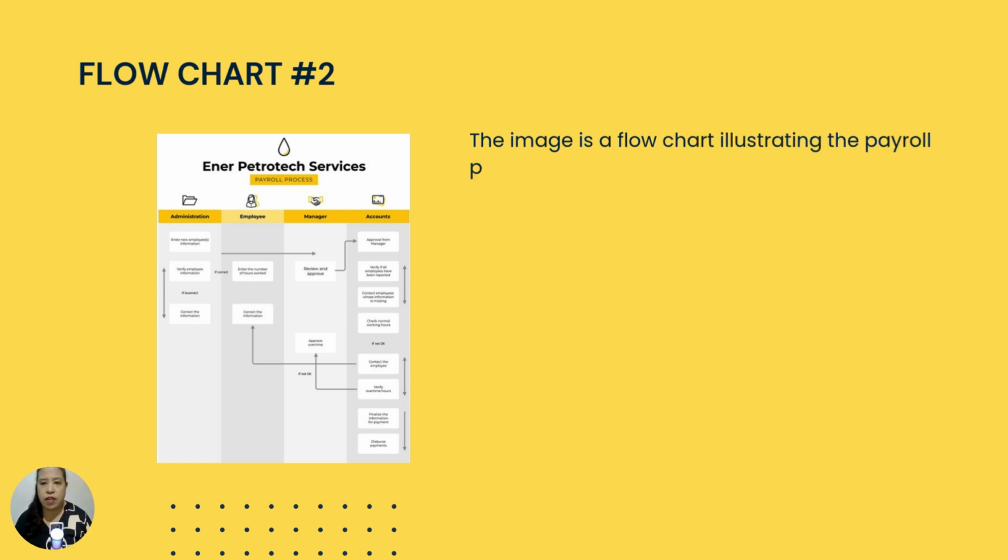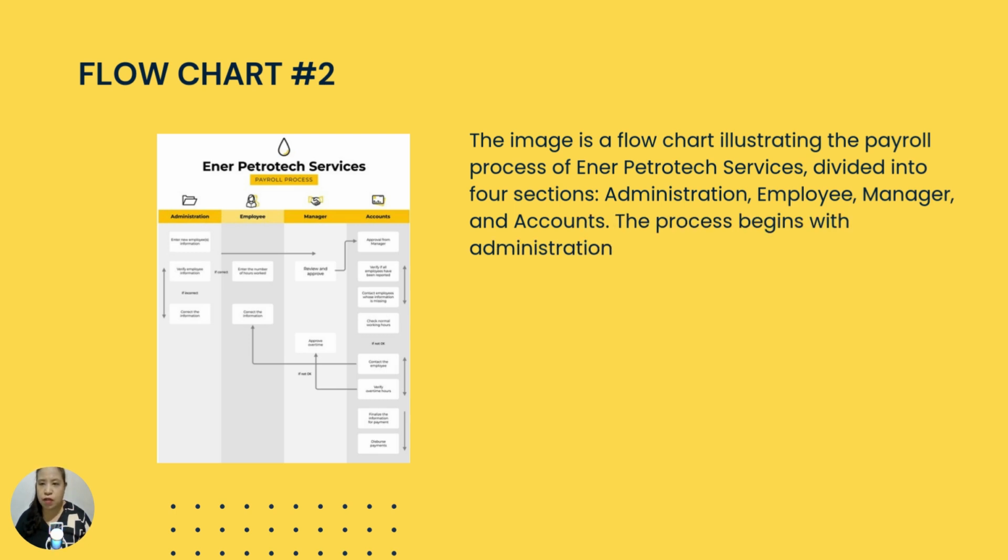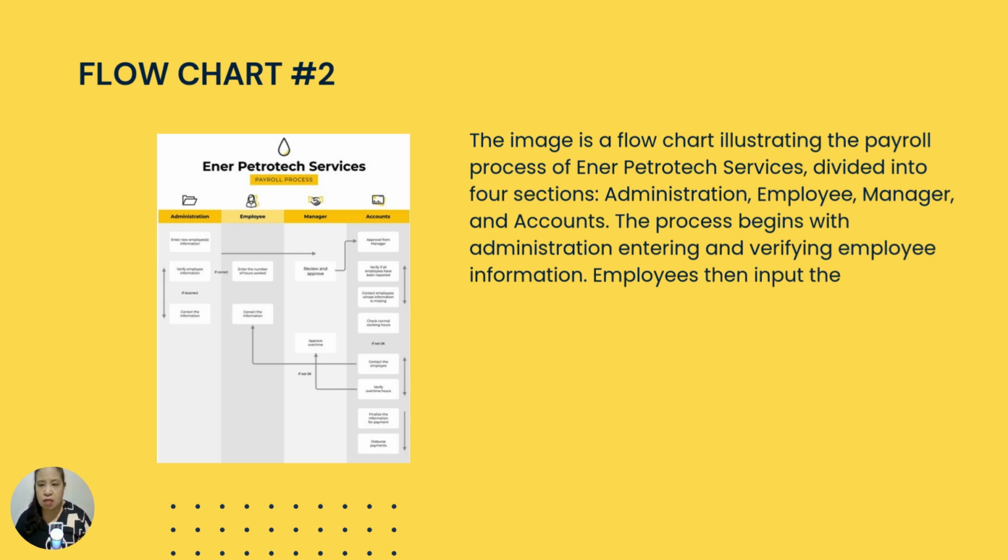I also share it here on the screen. The image is a flowchart illustrating the payroll process of Anner Petrotech Services, divided into four sections: administration, employee, manager, and accounts. The process begins with administration entering and verifying employee information. Employees then input their work hours, which are reviewed by managers. If needed, corrections are made and overtime is approved.